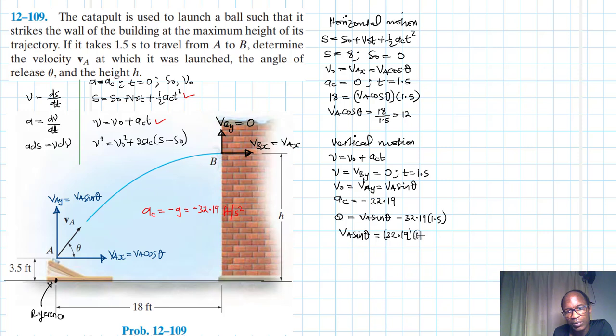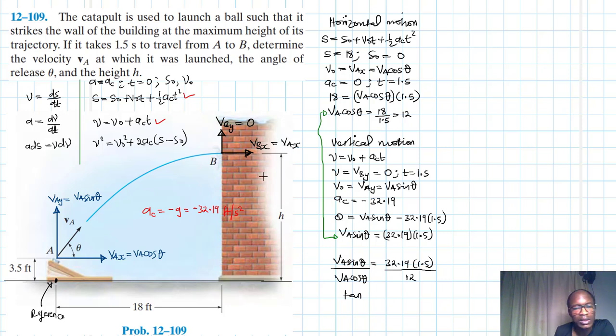32.19 by 1.5. So we have now two equations that we can solve. This one and this one, we are going to divide them. We divide these two equations. So dividing these, then we can write them like so. So we have VA sine theta equal to 32.19 times 1.5, divided by VA cos theta, divided by 12. So this gives us tan theta is equal to 32.19 times 1.5 divided by 12.